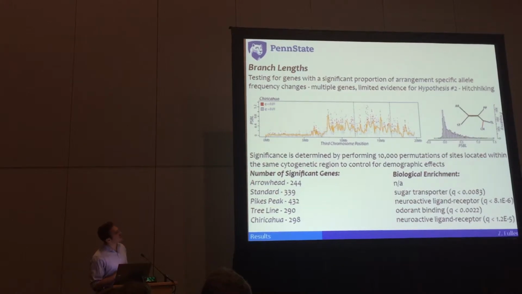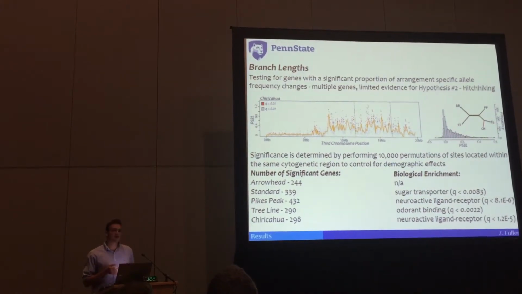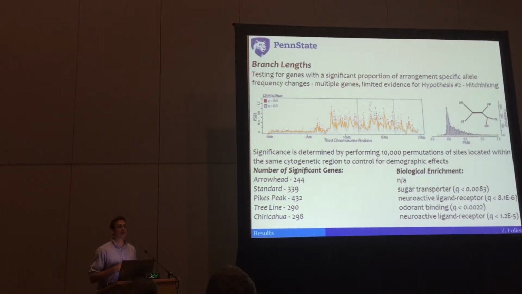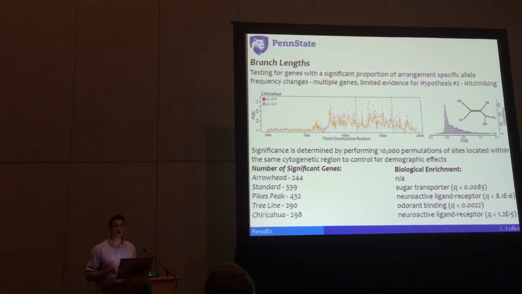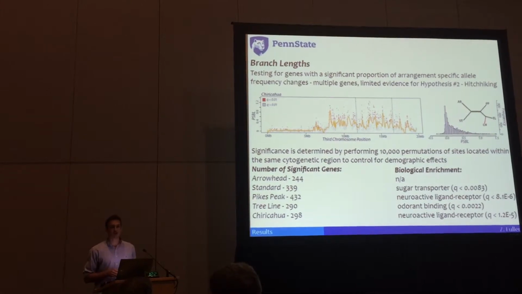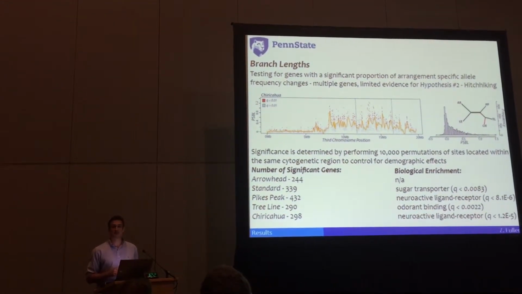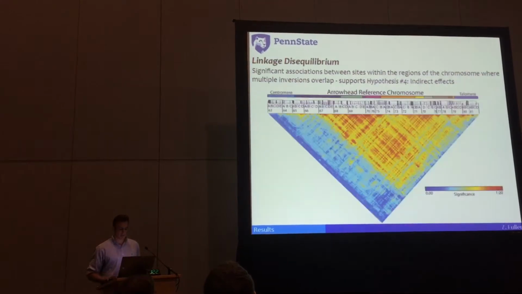So this seems to provide limited evidence for the notion that this is just a single adaptive mutation that the inversion happened to capture and get swept along with it through hitchhiking. So we see multiple genes within the inverted region showing evidence of adaptive evolution and containing arrangement-specific allele frequency changes.